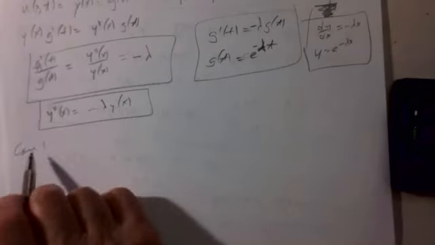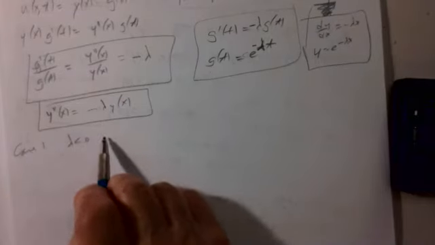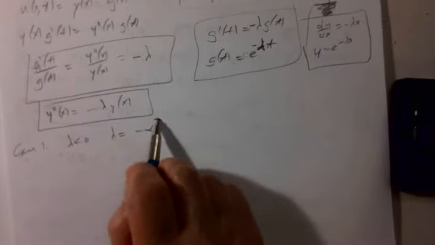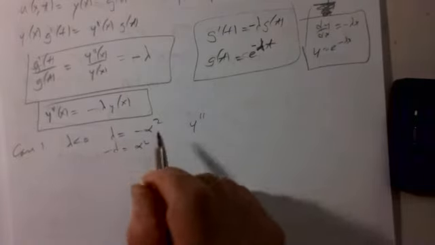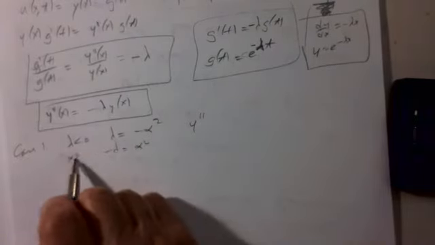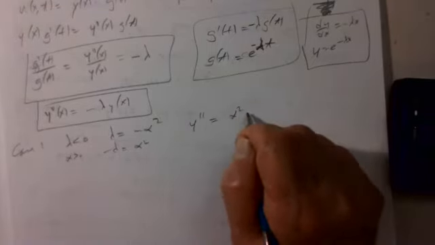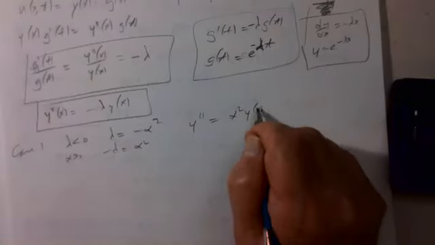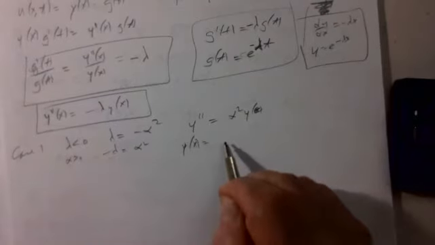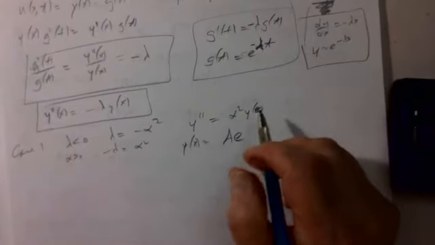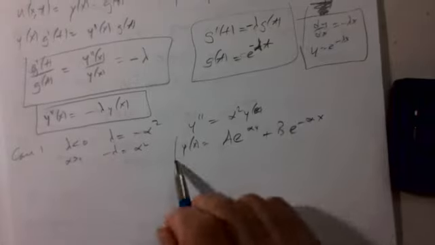So let's look at different cases. Case 1 is, let's say lambda is negative. So lambda is minus some alpha squared. So minus lambda is plus alpha squared, where alpha is positive, and you get y double prime equals alpha squared y of x. And we know the general solution of this is y of x is a e to the alpha x plus b e to the minus alpha x.